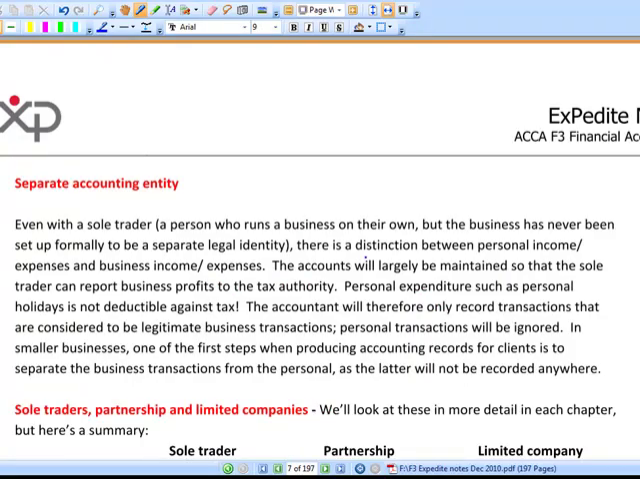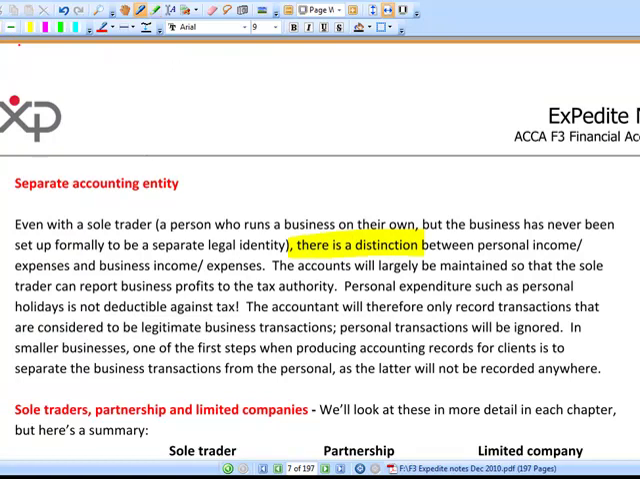It's a fairly fundamental concept for accountants that the business that we are reporting on is a separate entity, as far as we're concerned for management reporting purposes, to the person who owns that business. That will be a different story compared with what a lot of lawyers would say, which is if somebody's a sole trader, so they run a business on their own, and the business has never been set up formally to be a separate legal identity, legally there is no distinction between that person's business assets and their personal assets. As far as we're concerned as accountants, there really is.